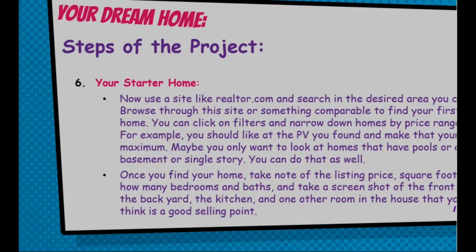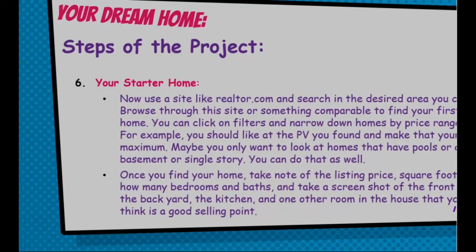So now that we know that, you're going to go to Realtor.com, or another site if you want to use another site, and search for homes that are for sale to own in the desired location that you chose. You are going to browse through this site or something comparable to find your first home. You can click on filters and narrow down your homes by price range. For example, you should look at the PV you found and you can choose, I don't want any homes to be seen above this.